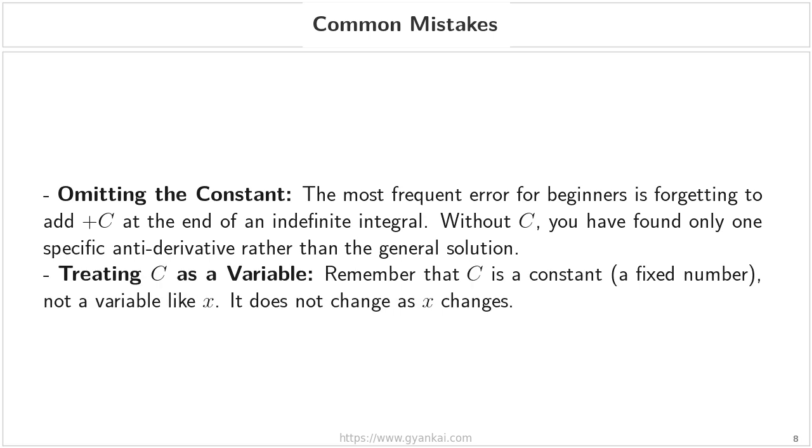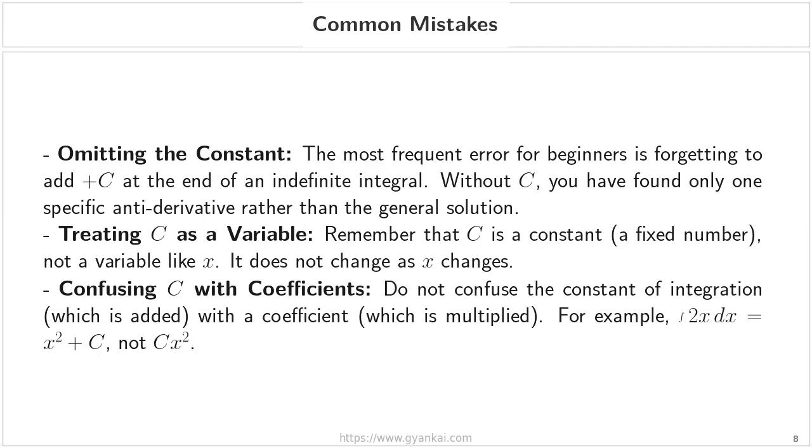Next, a common misunderstanding is treating c as a variable. It's crucial to remember that c represents a constant, a fixed number. Think of it like the number 5 or -2 or pi. It doesn't change as x changes. It's not something you can solve for. It simply represents an unknown but fixed vertical shift. Don't treat it like x, which does change its value.